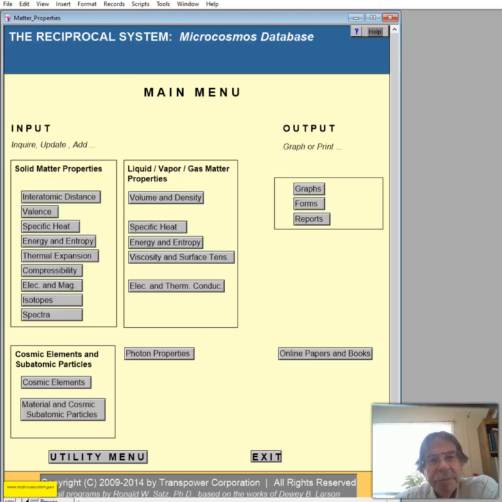Today's screencast, as with most of my screencasts, will be on the Reciprocal system, the Microcosmos database. In previous screencasts, I've already covered interatomic distance, valence, and specific heat.